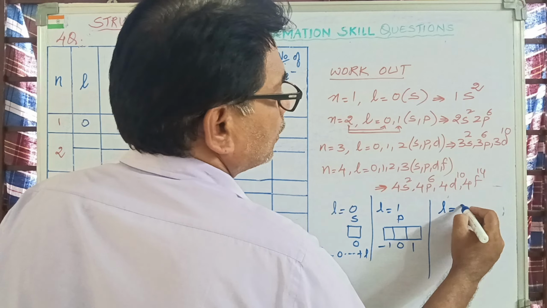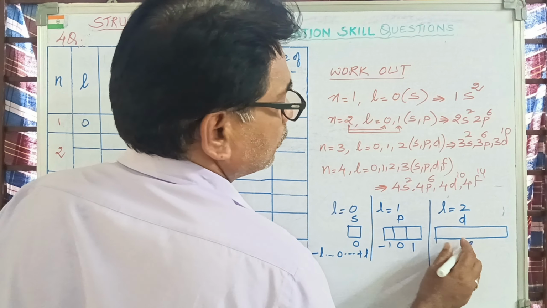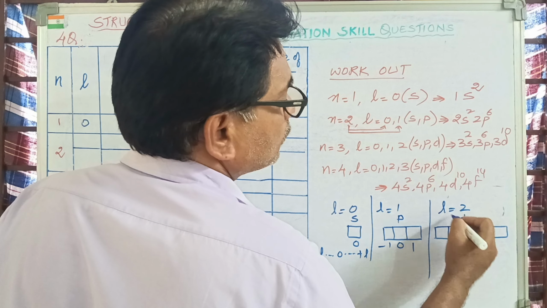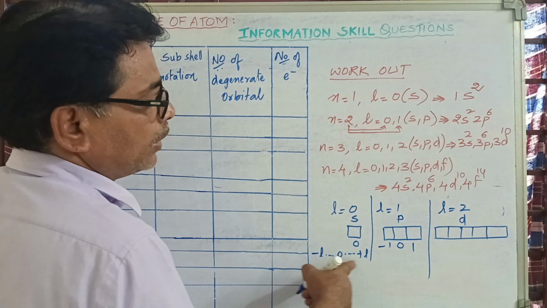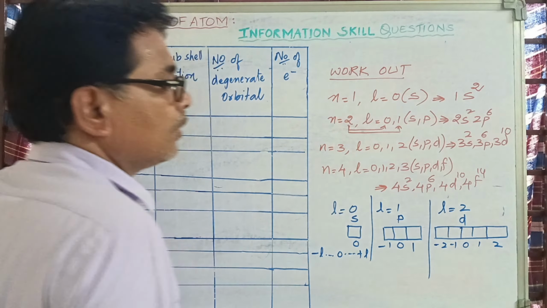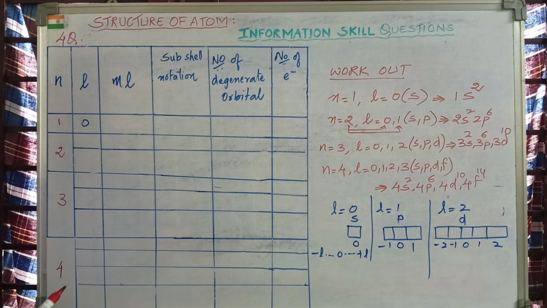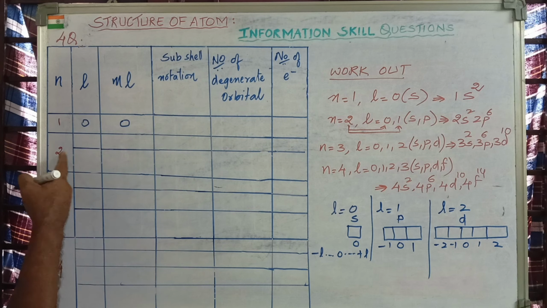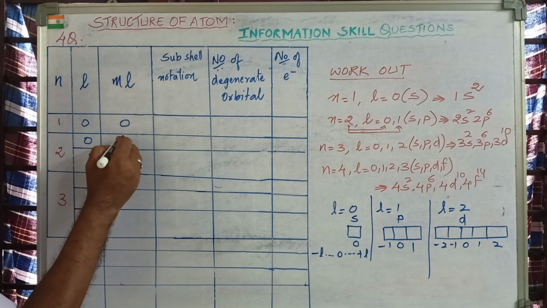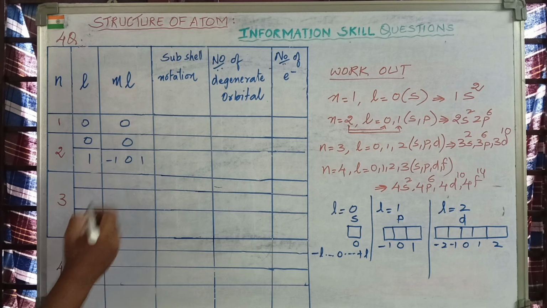Now l is equal to what? 2. 2 means d orbital. How many boxes? 5 boxes. We require 5 boxes: 1, 2, 3, 4 and 5. l value is 2, so it starts with minus 2, ends with plus 2. Therefore minus 2, minus 1, 0, 1 and 2. Right, done. So ml value of this is 0. Next, n is 2. l values are 0 and 1. Therefore ml value of s is 0 and ml value for 1 is minus 1, 0, 1.